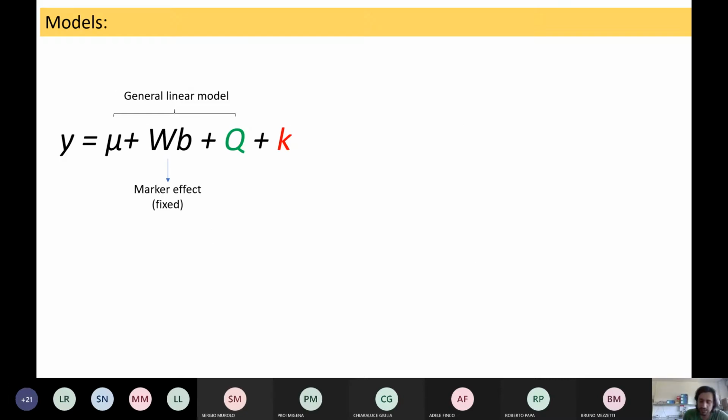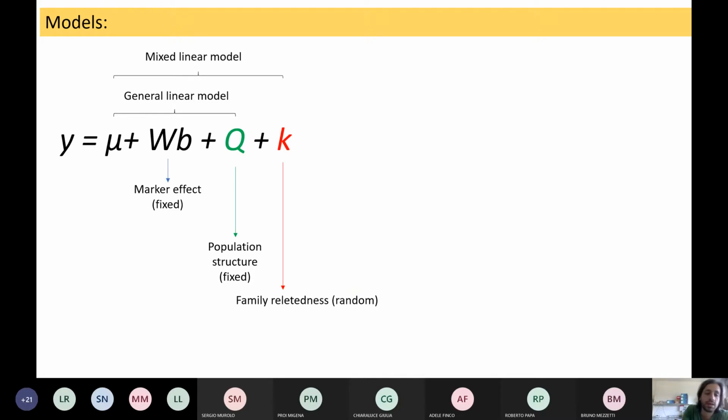So let's generalize the model. We start from the general linear model, where we have the marker effect that we consider fixed, and the Q, that is the population structure effect, that we also consider fixed. And more complex models are the mixed linear models, where they add a further factor, the family relatedness, and it's considered as random.